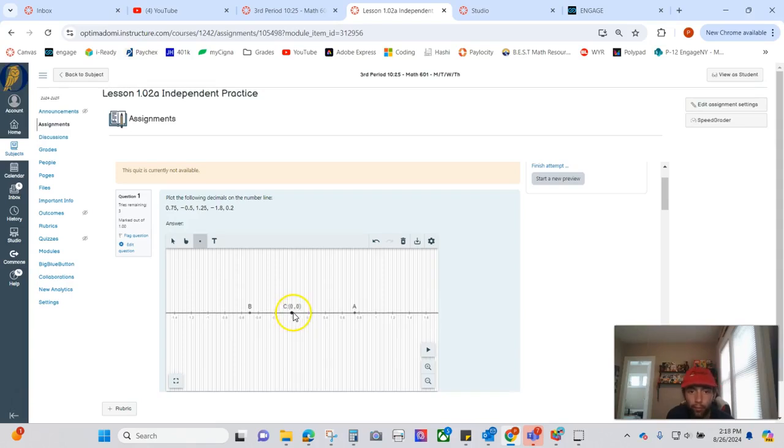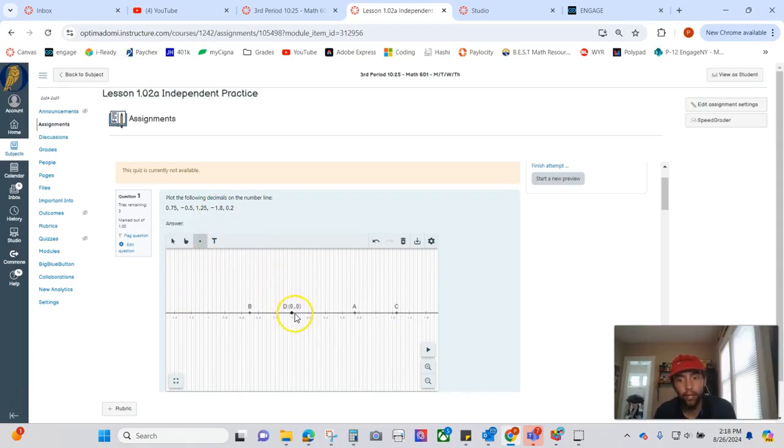So I start at 0, and then I will go to the right 1.25 because it's positive. So I think I'll just jump right to the number 1. And now I go up 0.25 more. So 1.1, 1.2 almost, 1.25 right here. Next, negative 1.8.